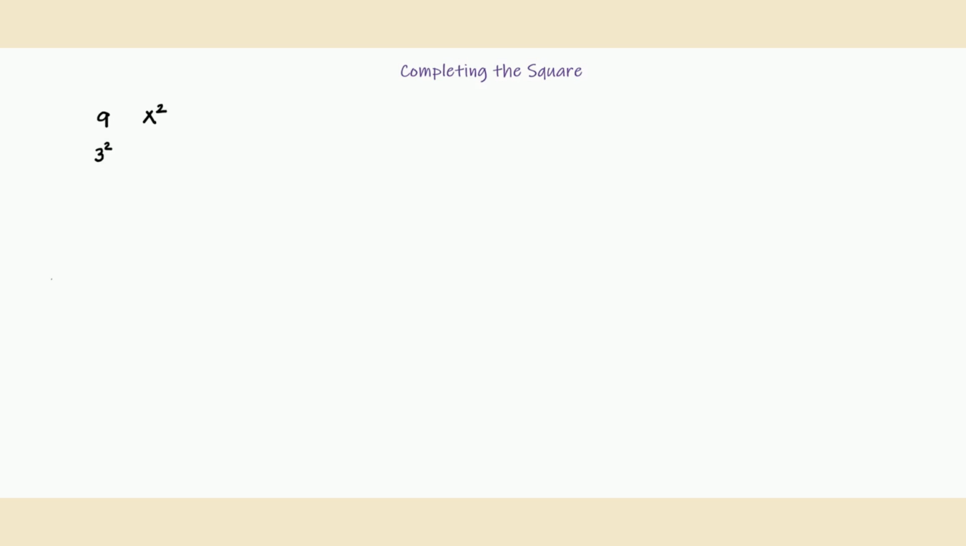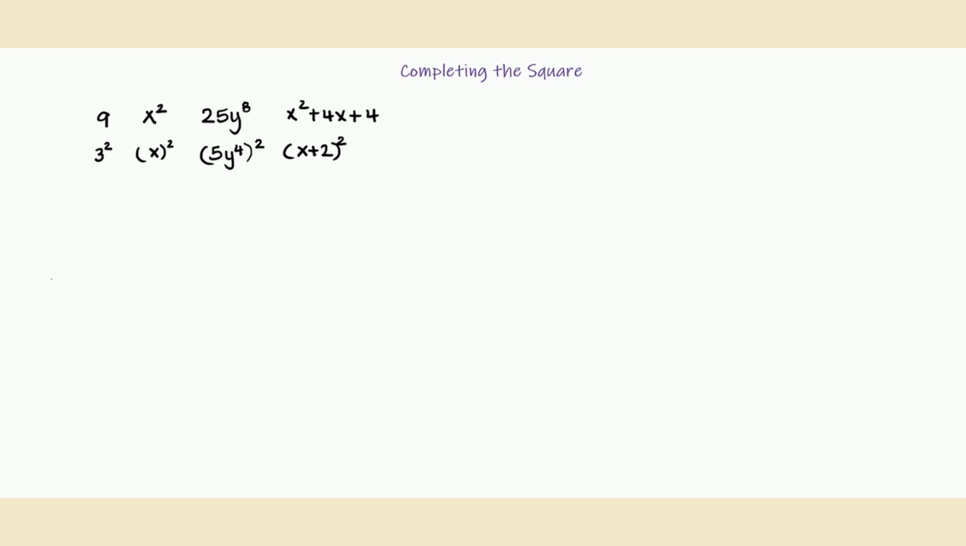X squared can be written as x squared. And 25y to the 8th can be written as 5y to the 4th all squared. You do have some other examples like x squared plus 4x plus 4, which can be written as x plus 2 all squared when factored.